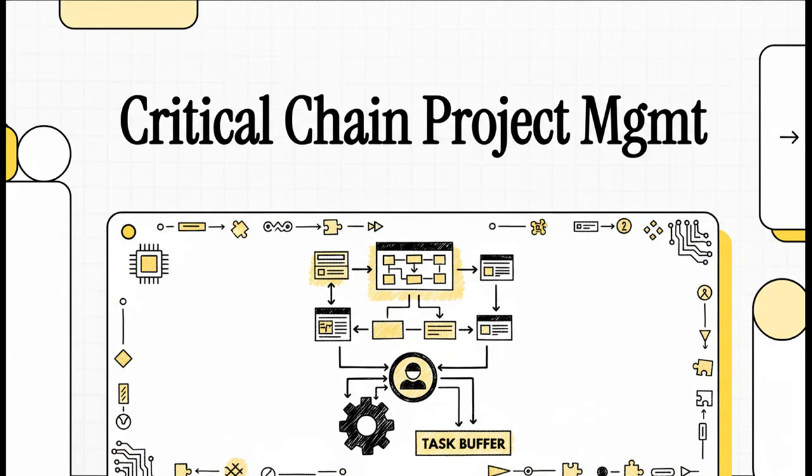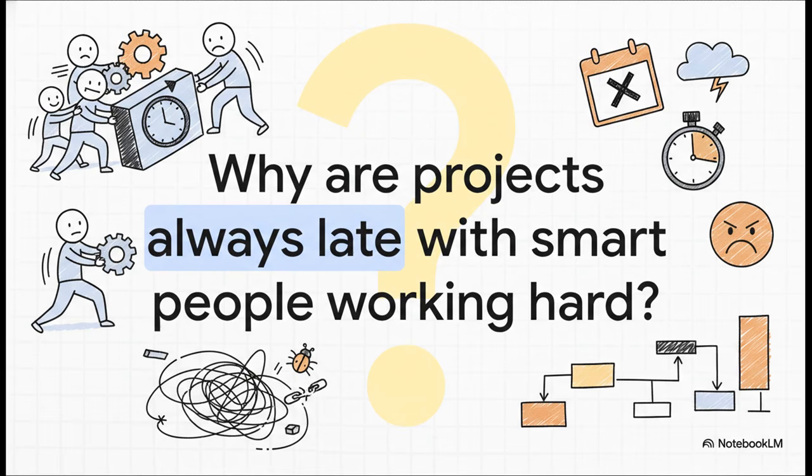An OS that's built from the ground up to handle the kind of complexity that you, as an engineer, deal with every single day. So let me ask you a question that probably keeps you up at night. Why does it feel like your projects are always running late? I mean, you're surrounded by brilliant people, everyone's putting in the hours, working their tails off, and yet things still slip. Deadlines get pushed. It's so frustrating. Well, what if I told you the problem isn't your people? What if it's the system itself? A bug in the very operating system you're all using to get work done.